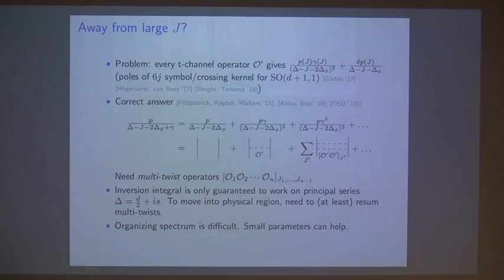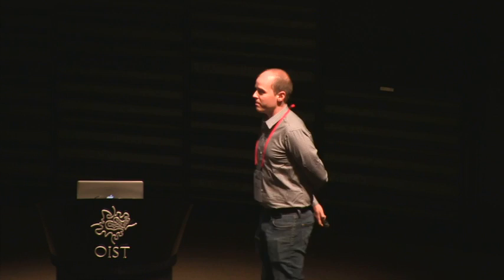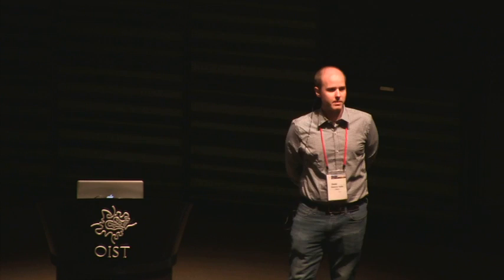One of the puzzles is that no individual operator can be called a multi-twist operator. Every operator looks the same. The notion of double twist, triple twist, and so on only makes sense for infinite families of operators. So it's not clear how to organize the spectrum, but small parameters can be extremely useful for this. So that's the next thing we're going to do. We're going to look at the case of theories with small parameters where you can use another small parameter to help organize the spectrum and make progress.